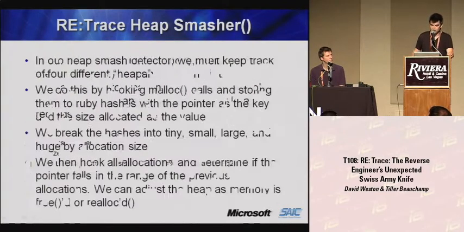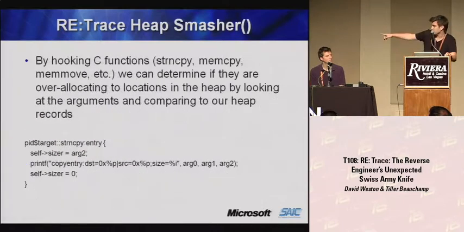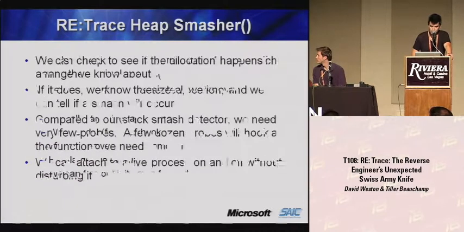That probe would look something like this. So in this case, we're looking at the entry to string copy, we're looking at the arguments, and then we'll check that probe there against our known locations in the heap, and we'll let you know if they overflow. So I'll show you a quick video there.